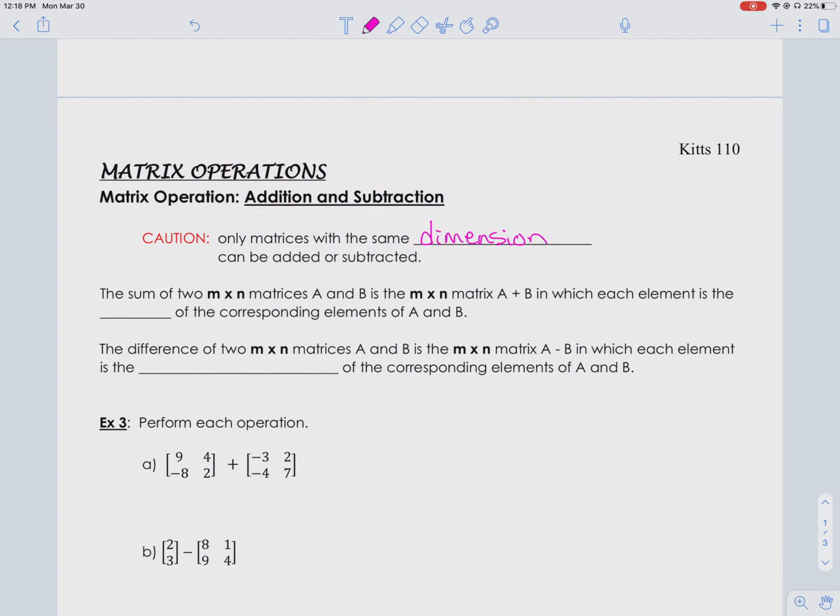Okay, they have to have the same dimension. So the sum of two m times n matrices A and B, you're just going to sum up the corresponding elements. For the difference, you're going to subtract. That's what all those fancy words are saying.